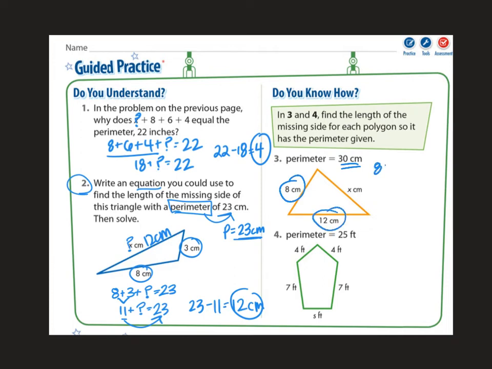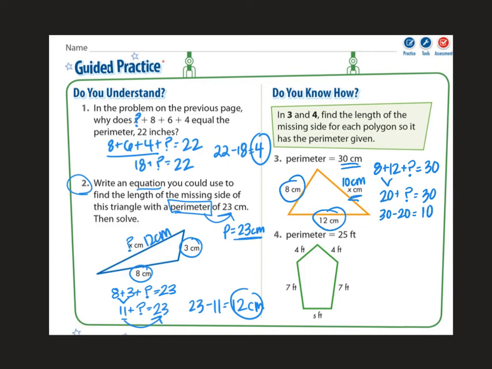So let's go ahead and add up, make our equation. You can use X or you can use the question mark. So if we add up 8, 12, and this unknown side right here, we get 30 centimeters. So let's add up 8 plus 12, and that is going to give us 20. So 20 plus what number is going to give me 30? You can also think subtraction. 30 minus 20 is going to give me what number? Well, 30 minus 20 we know is 10. So the missing side is 10 centimeters.